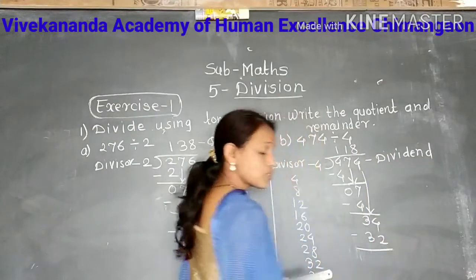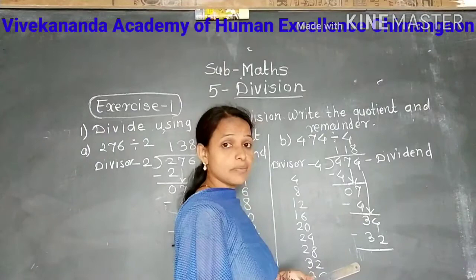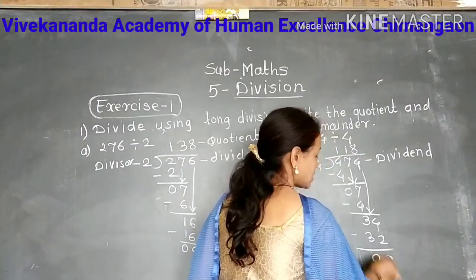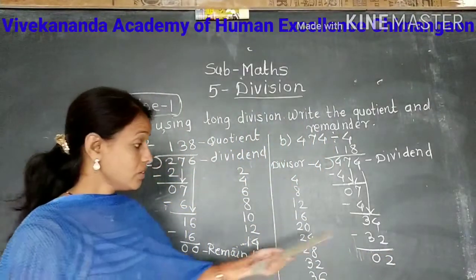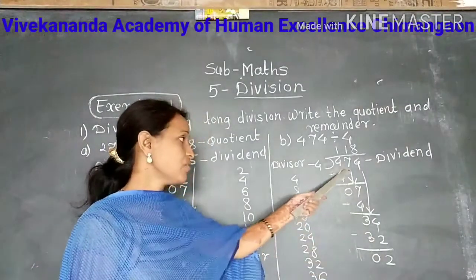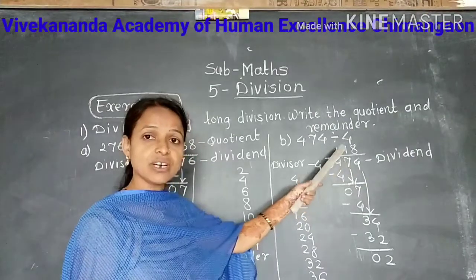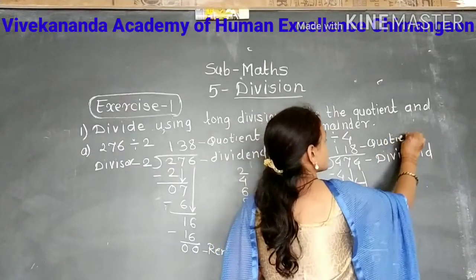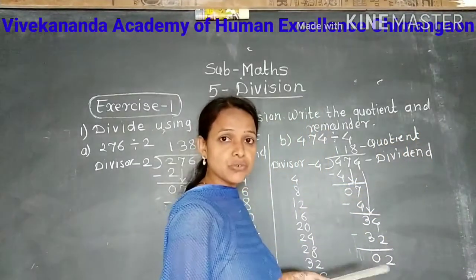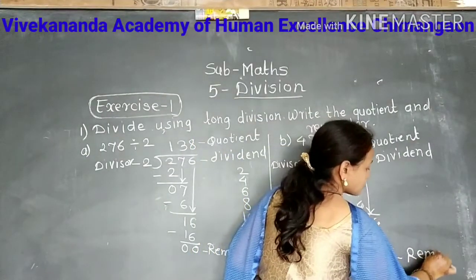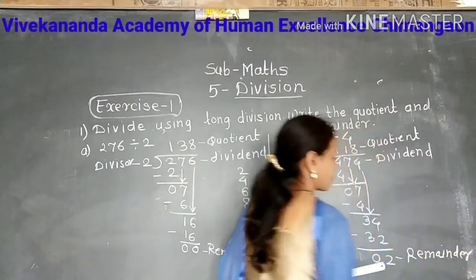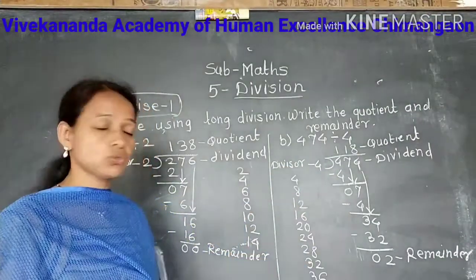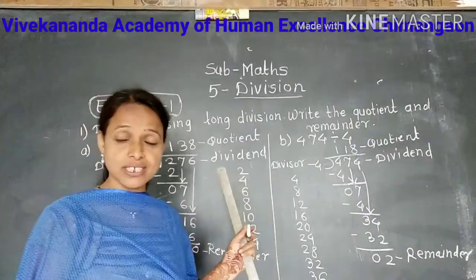Now subtract 32 from 34. 4 minus 2 is 2, and 3 minus 3 is 0. Look here, we get the leftover number 2. Here we divide 474 by 4 and we get the answer 118. So 118 is the quotient and the leftover number 2 is the remainder. In this way, we get the quotient 118 and remainder 2. Understood how we solve this example?